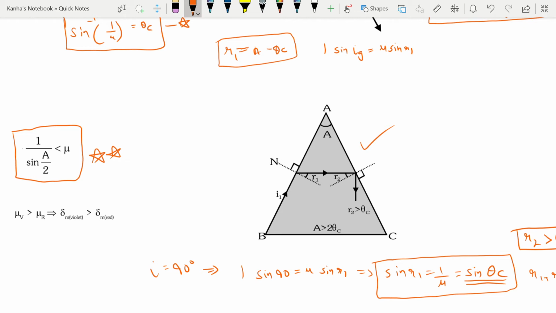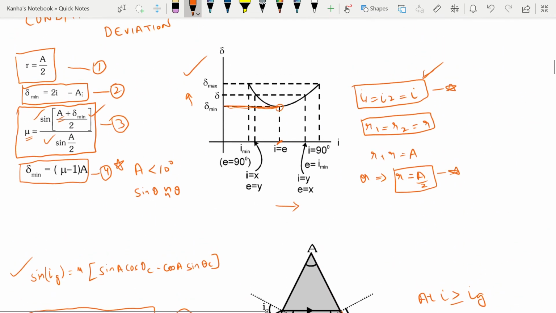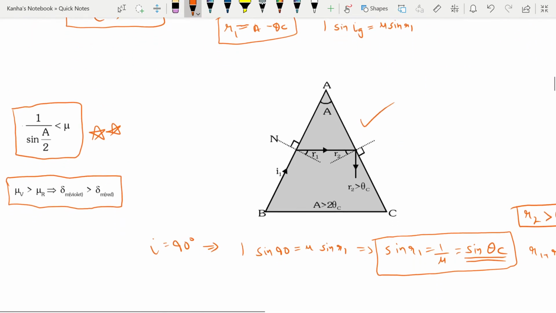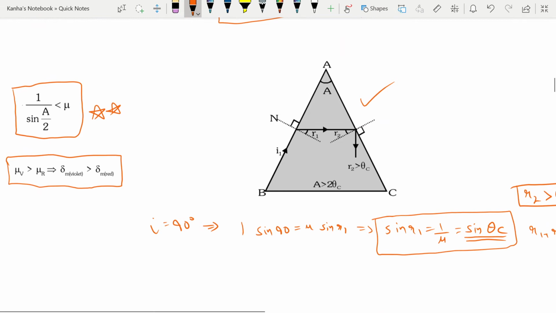Similarly, first of all, you should note that because mu of violet is greater than mu of red, that implies delta of violet is greater than delta of red. Why? Because of the equation that we just read right here. This is similar to this, and we'll talk more about this in the next section.